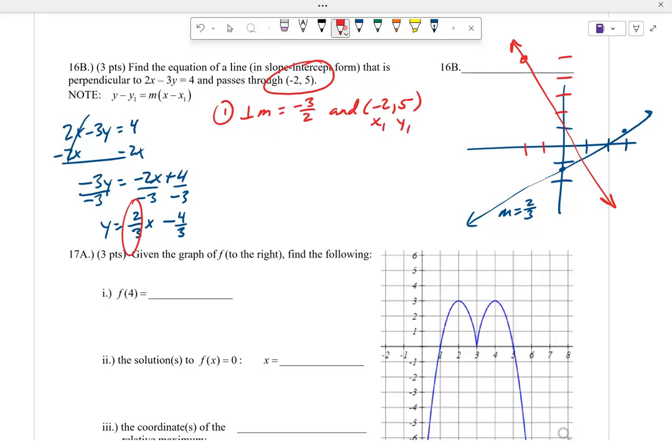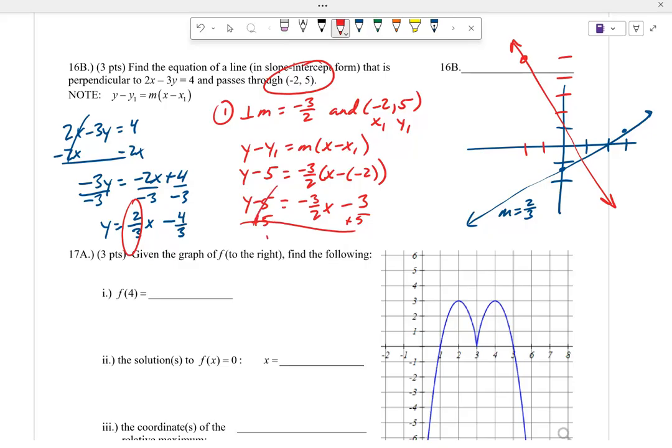So there's my x1 and y1. And so now we just go ahead and plug it into the point slope form. y minus y1 equals m, negative 3/2, times x minus the negative 2. So we got y minus 5 equals negative 3/2 times x. Negative 3/2 times a positive 2, negative 2, is a negative 6/2 or a minus 3. And now we're going to add 5 to both sides. So we got y equals negative 3/2 x plus 2. That's the equation of that red line.